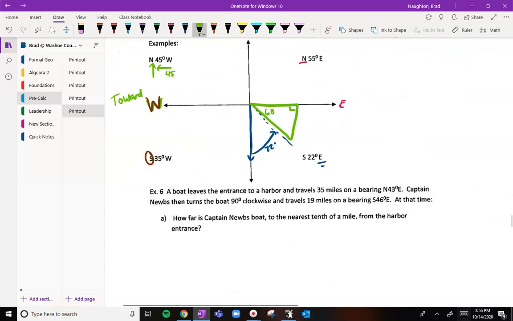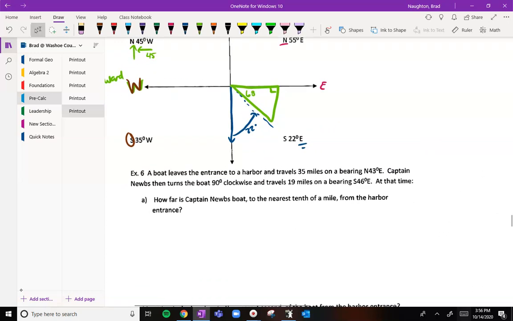All righty. Let's get on a boat. Bring your flippy floppies. Captain Noobs on our boat. A boat leaves the entrance of a harbor going 35 bearing north 43 east. Then turns 90 degrees and goes 19 at that time. How far is Captain Noobs from the harbor?